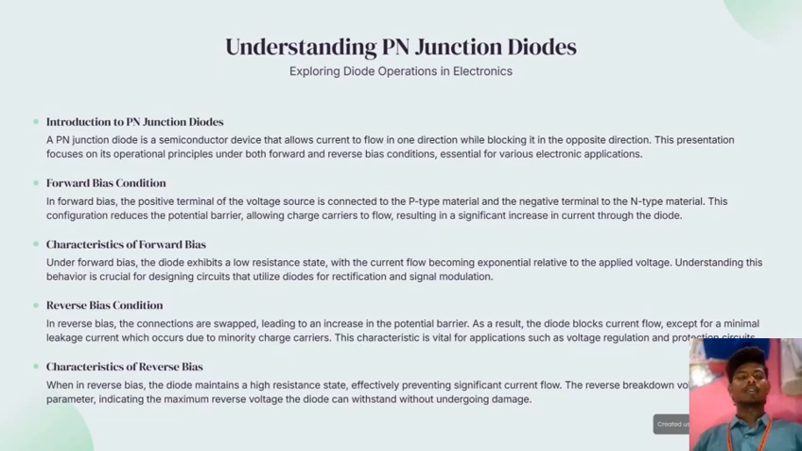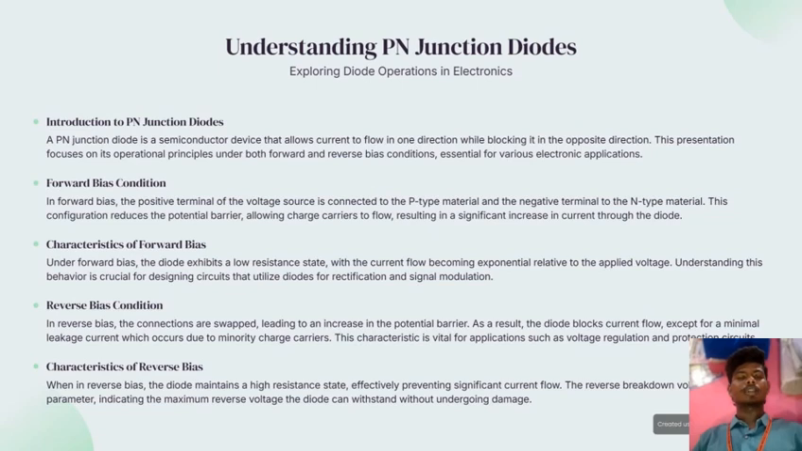Characteristics of forward bias. Under forward bias, the diode exhibits a low resistance with the current flow becoming exponential relative to the applied voltage. Understanding this behavior is crucial for designing voltage regulation and signal modulation.